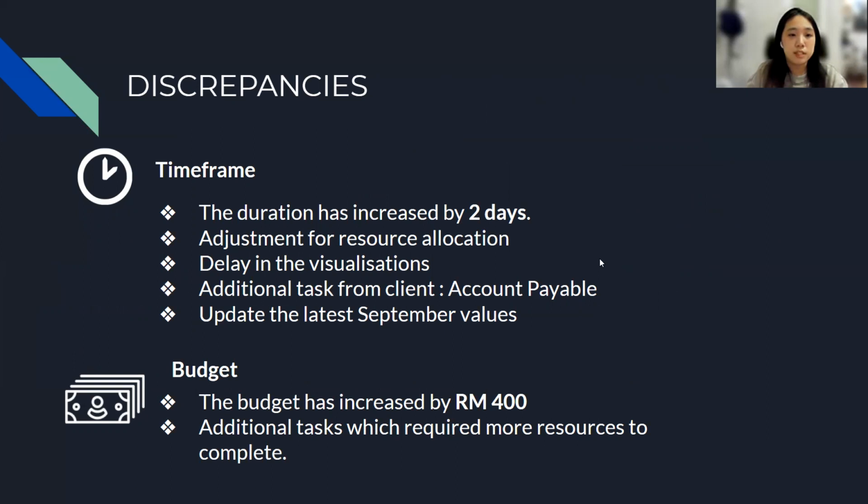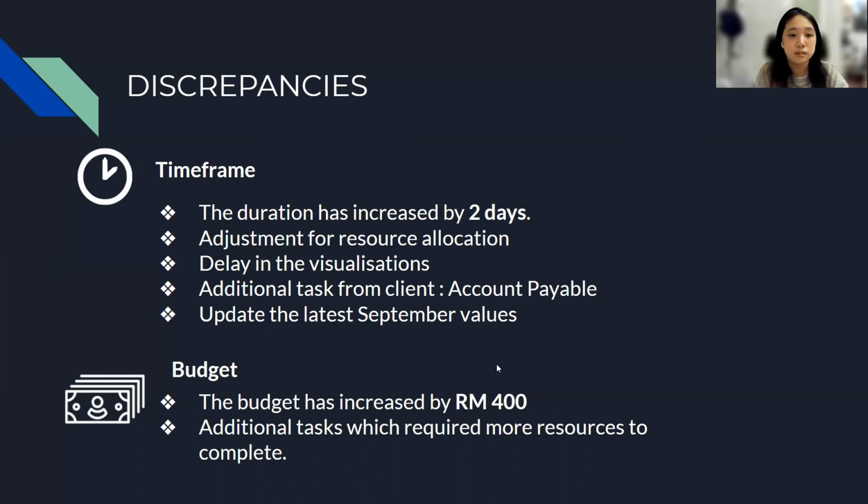And for the discrepancies, for the timeframe, the duration has increased by 2 days. This is due to the adjustment of the resource allocation. Not only that, there is a 2-day delay in the visualization as well, as there are additional tasks from the clients, who asked us to add the account payable tab. And we were also waiting to update the latest September value. And the budget has increased by 400 ringgit. This is due to the additional tasks, which require more resources to complete.